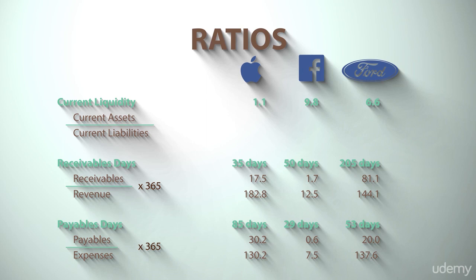Facebook and Ford both have payable days exceeding their receivable days, especially Ford. It takes 4 times longer to receive money than it has to pay its suppliers, and this is one of the reasons that Ford is so heavily indebted.